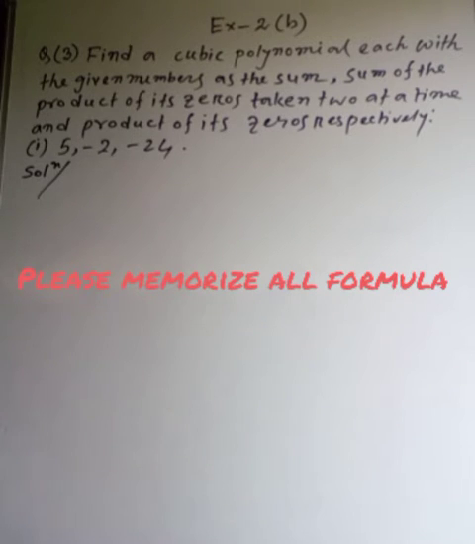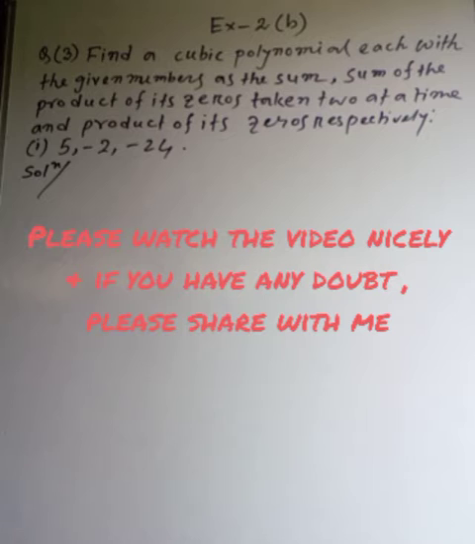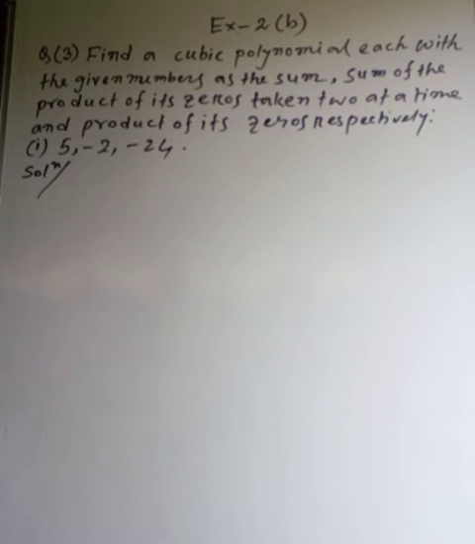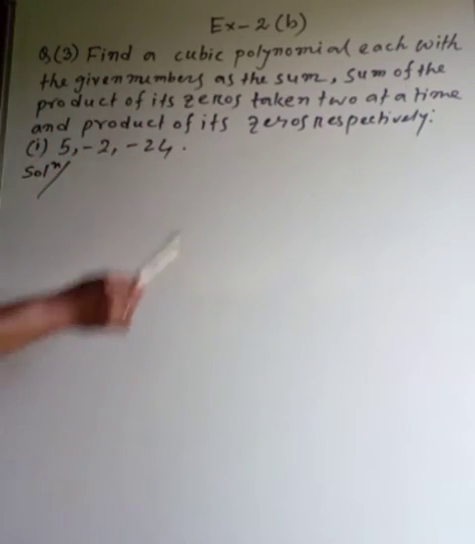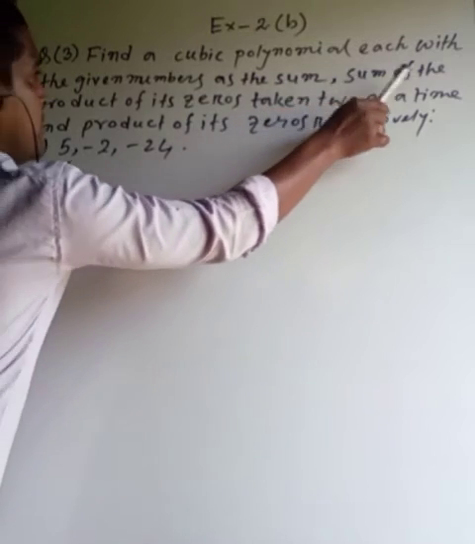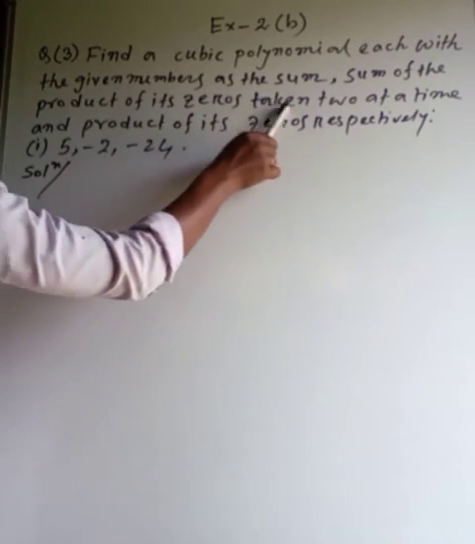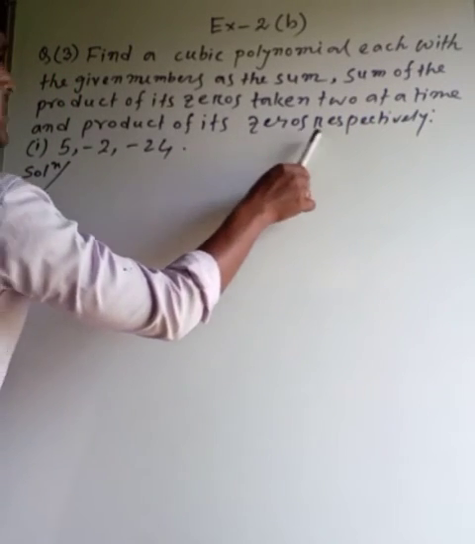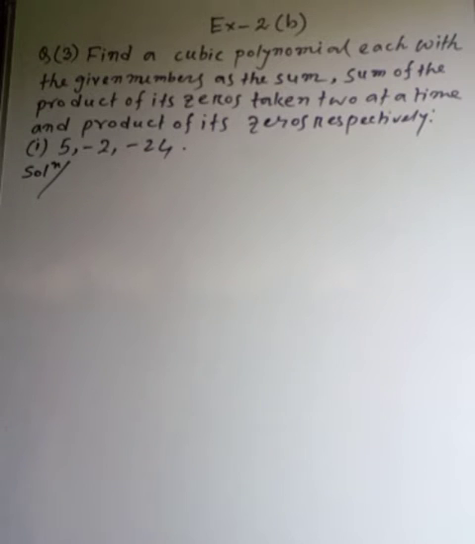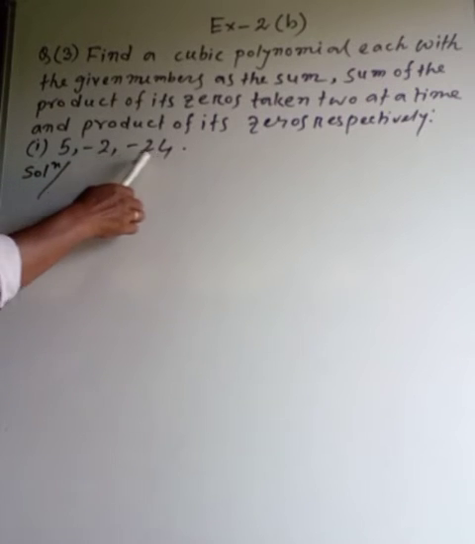Today we are going to solve this question. For Meghalaya students, you can see exercise 2B, question number 3. What is the question? Find a cubic polynomial each with the given numbers as the sum of the zeros, the sum of the product of its zeros taken two at a time, and the product of its zeros respectively. Roman 1: 5, minus 2, minus 24.